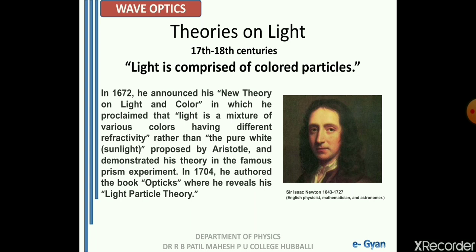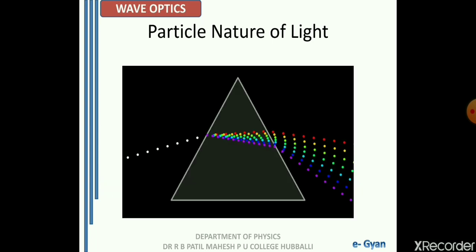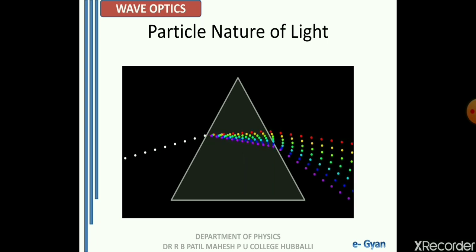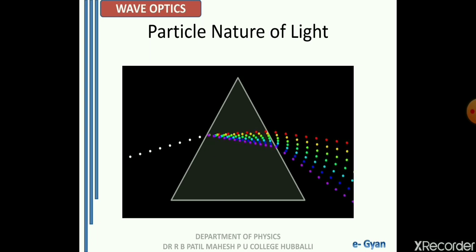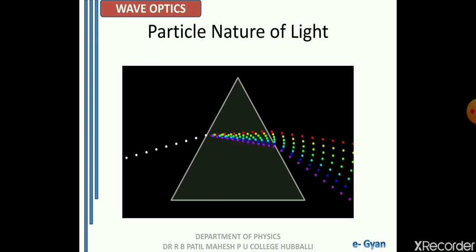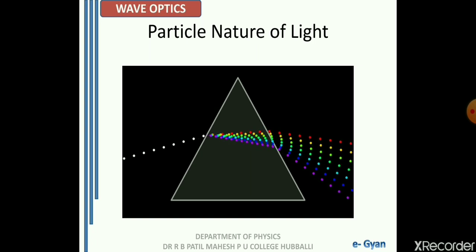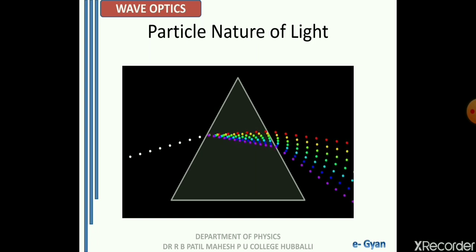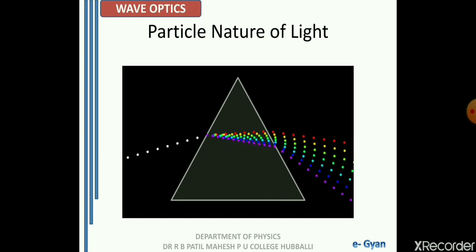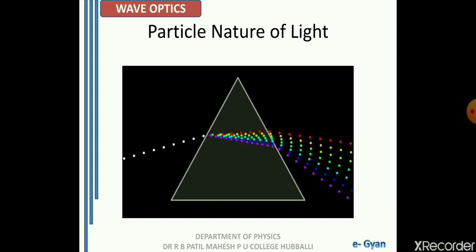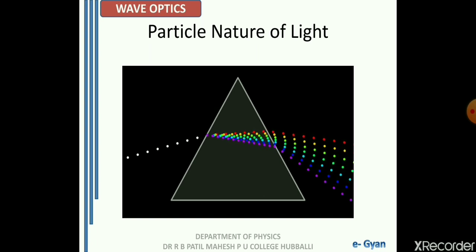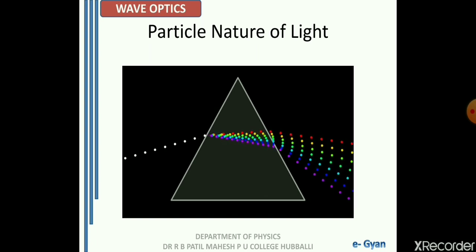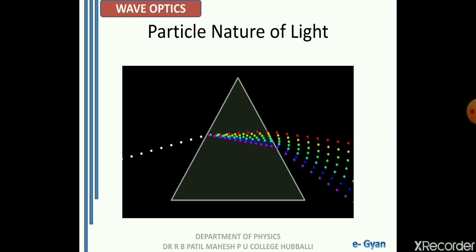To understand Newton's theory, we go with this diagram. When white light passes through the prism, it splits into various colors, which means that white is not the real essence of light. The real essence is that light is made up of particles of different colors. When these different colored particles come together, they appear white. So this was the theory given by Isaac Newton.